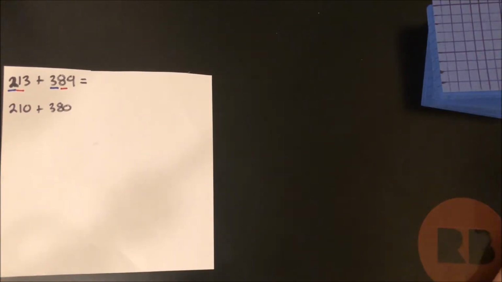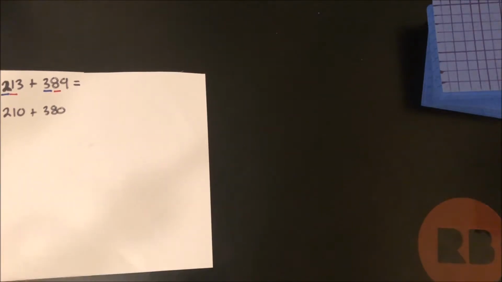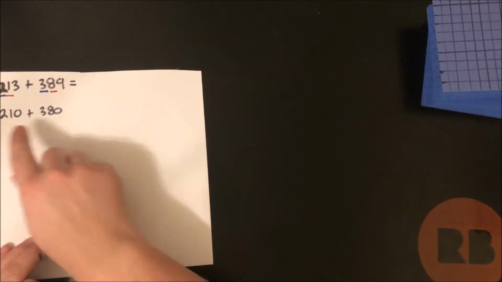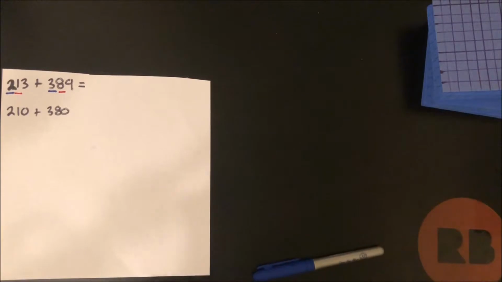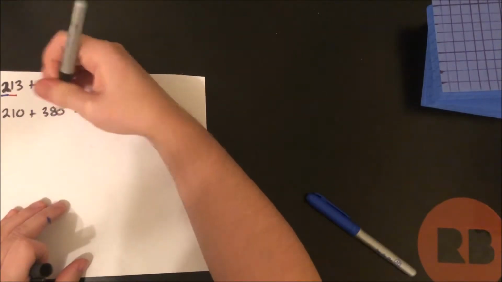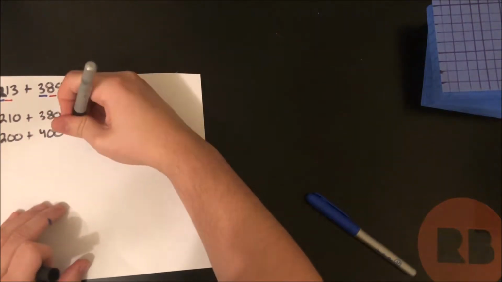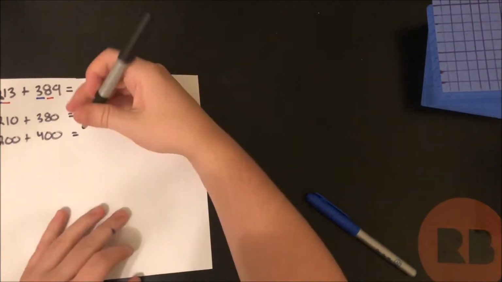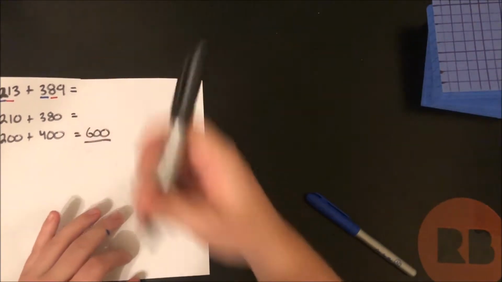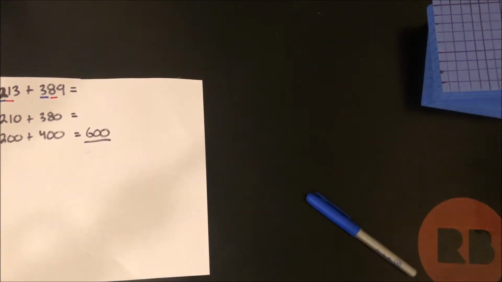And then from there, what we can do is round to the nearest 100. So that will round to 200, and that will round to 400. So now the next equation we have is 200 plus 400, which is a pretty simple addition equation, which equals 600. And that's going to be our estimation.